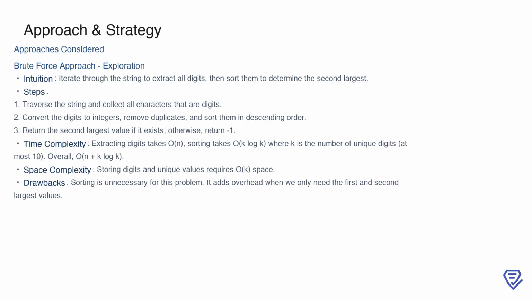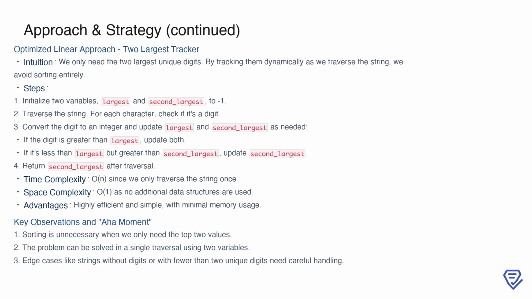However, the drawback here is that sorting introduces unnecessary overhead. Since we only need the two largest digits, sorting the entire collection is inefficient and can be avoided, especially when dealing with larger inputs. Now, let's look at a more efficient alternative, the optimized linear approach.